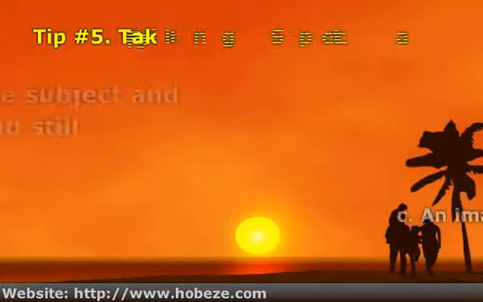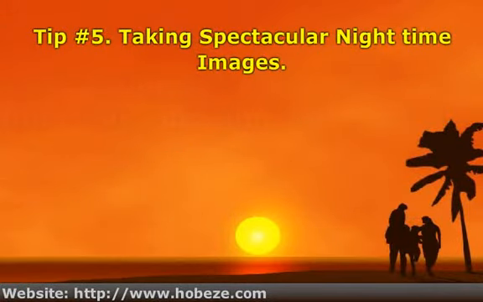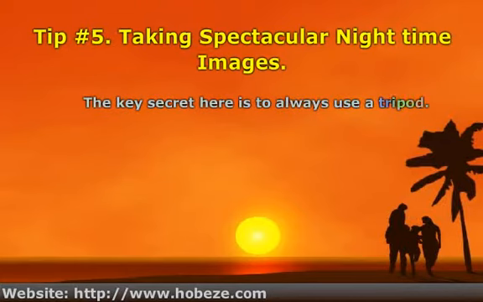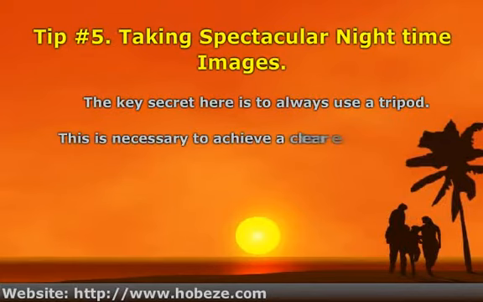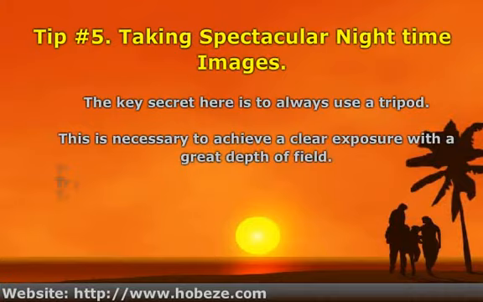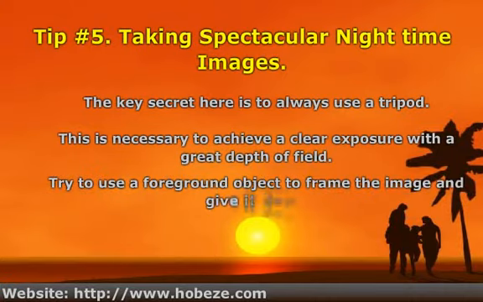Tip number 5. Taking spectacular nighttime images. The key secret here is to always use a tripod. This is necessary to achieve a clear exposure with a great depth of field. Try to use a foreground object to frame the image and give it depth.